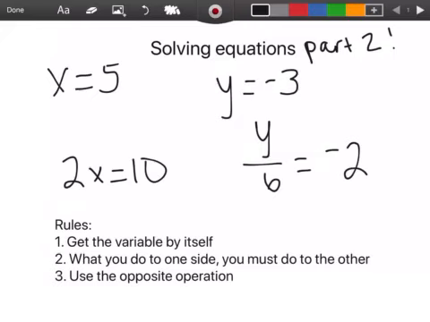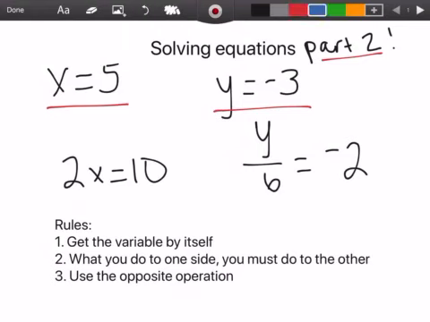Alright, today we're going to continue working on solving equations. It's solving equations part 2. We're going to focus in today on multiplication and division equations. So remember, we like equations to just be the variable by itself equals another number. X equals 5, y equals negative 3. So if we can get our equation to that point, then we have solved it.